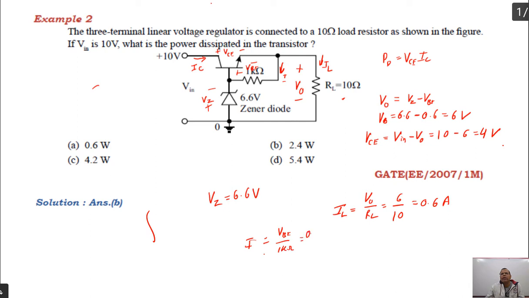So, that is 0.6 by 1 kilo ohm, which is 0.6 milliampere, very small in comparison to the load current. So, the emitter current of BJT is equal to current I plus load current. Current I is 0.6 milliampere and your load current is 0.6 ampere. So, this is approximately equal to 0.6 ampere only.